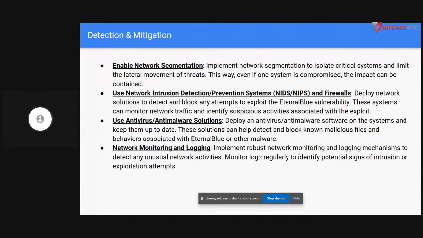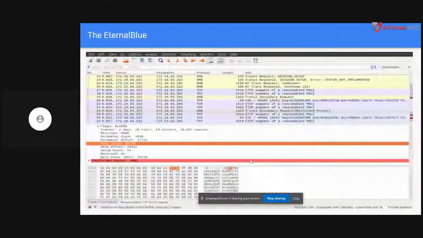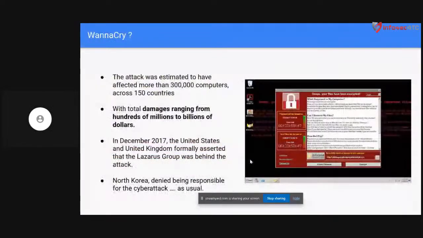And of course, with a larger network and larger environment, we should monitor and log every activity happening in the network. And we need to know the signature and how EternalBlue works, or else we would never be able to identify it.